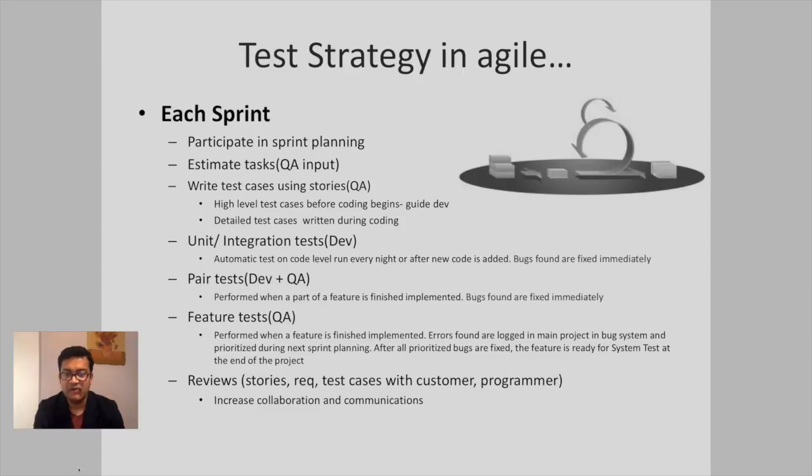And then review of the stories, requirements, user stories, and test cases with the customer, programmer, developer, and the lead. So it increases the collaboration and communication among the QA team as well as the other members of the development team and the project team. So everybody is on the same page. Communication is one of the very important things which has to be followed strictly in Agile projects.